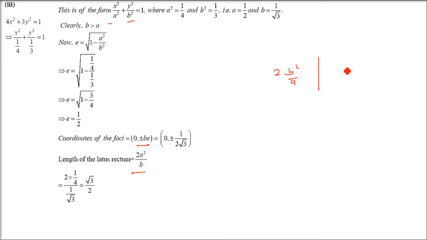Horizontal, it is 2b square by a. In vertical ellipse, it is 2a square by b. This you have to keep in your mind. See, there are different books and they have different conventions.